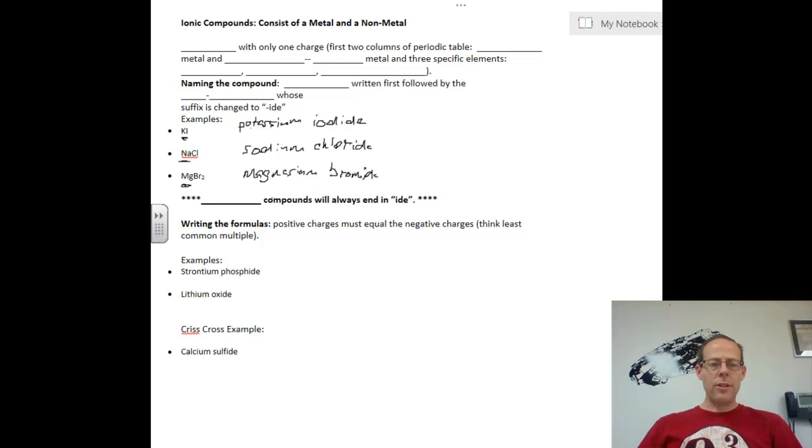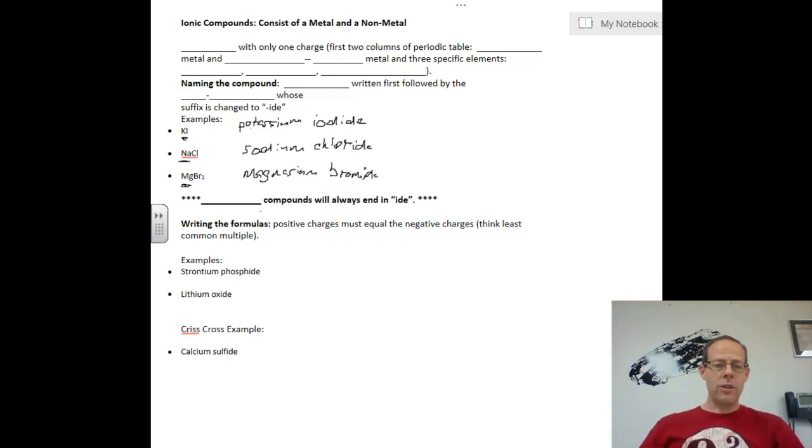The next thing with stars, this is super important. Nonmetal compounds will always end in "ide." So if you have a nonmetal by itself, it's going to end in "ide," no matter what the naming is. That's one of the things that will stay consistent throughout. Okay, so that is naming.